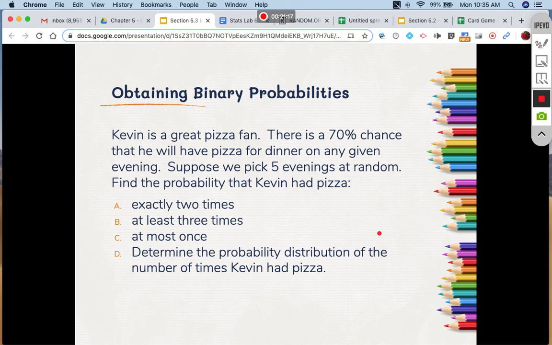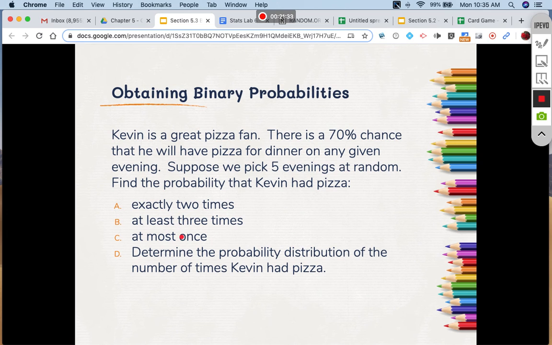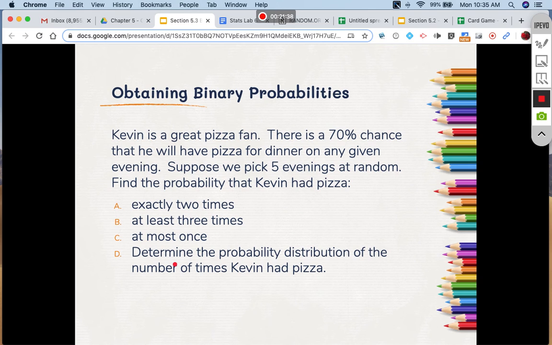So here's the problem. Kevin's a great pizza fan. There's a 70% chance he'll have pizza for dinner on any given evening. We're going to pick 5 evenings at random, and I want you to find these probabilities: he has it exactly 2 times, at least 3 times, at most once, and then make a probability distribution. So pause this video, give this a try, see if you can do this yourself. When you get to the point where you have it, or you're just frustrated and not getting anywhere, start this up and I will walk you through this.